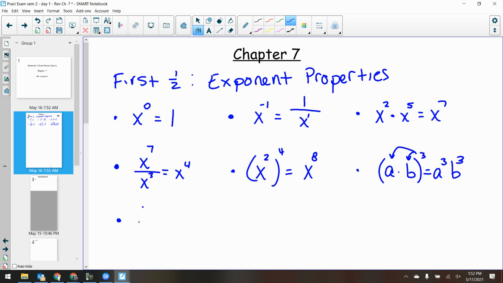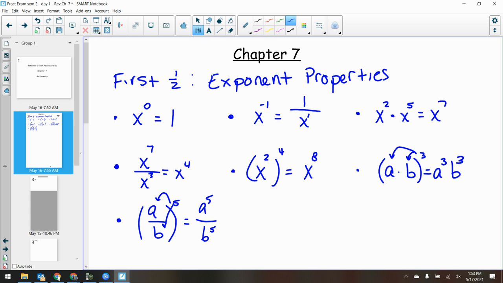Same thing for a quotient. If you've got a over b to the 5th power, all you would need to do, after you reduce as much as possible on the inside, is distribute that power: a to the 5th over b to the 5th.